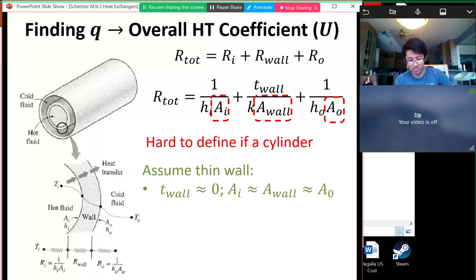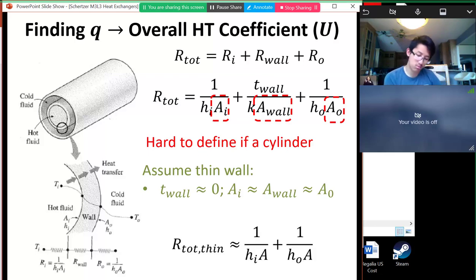And the area on the inside of the tube is basically the same as the area on the outside of the tube if you had this sort of paper-thin wall of the tube. So then our problem becomes a little bit easier, where we approximate the total resistance by calculating the heat transfer coefficient on the inside of the tube and the heat transfer coefficient on the outside of the tube. We say these areas are then the same.